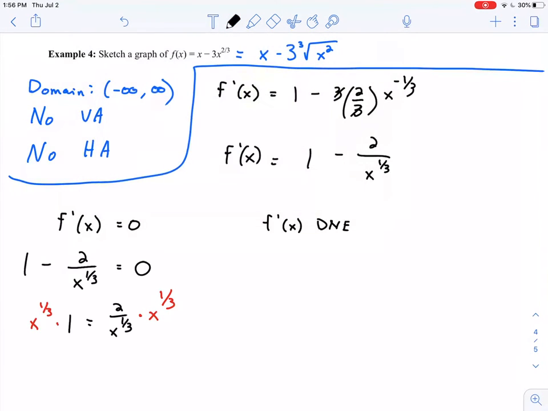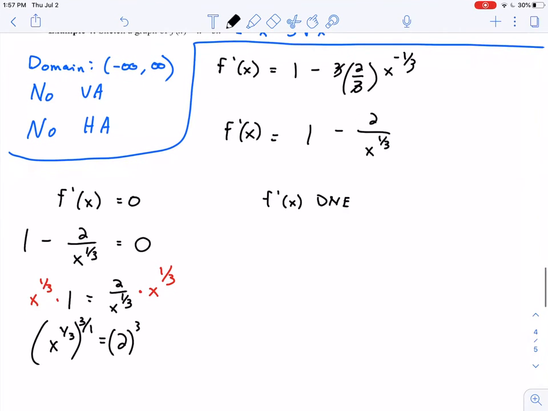And what do I have? I have x to the 1/3 power equals 2. The way I would get rid of that 1/3 power, really that's a cubed root, I would cube both sides, or you can think of it as raising each side to the reciprocal power, raising each side to the 3/1 power. On the left-hand side, I'm left with simply x. And on the right-hand side, 2 to the 3rd, that's 2 times 2 times 2, which is 8. So x equals 8 is one critical number that we have.